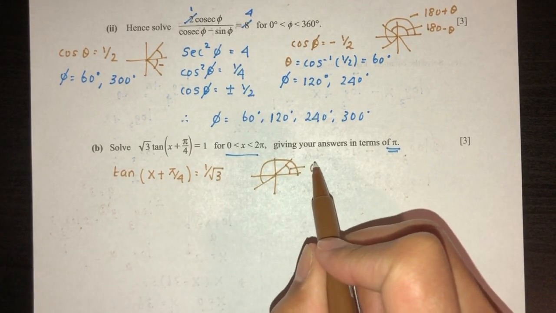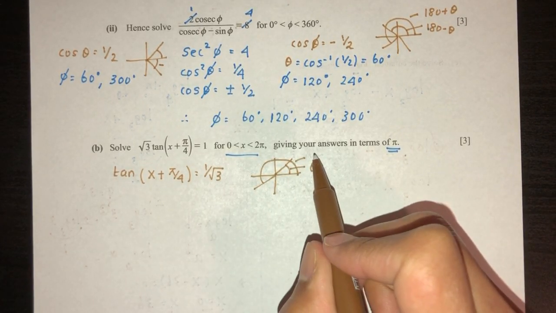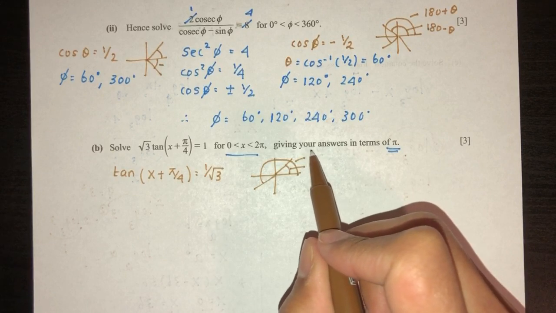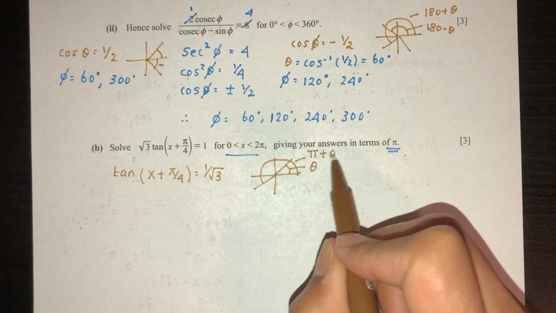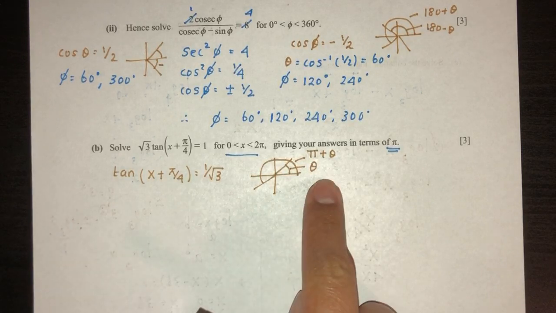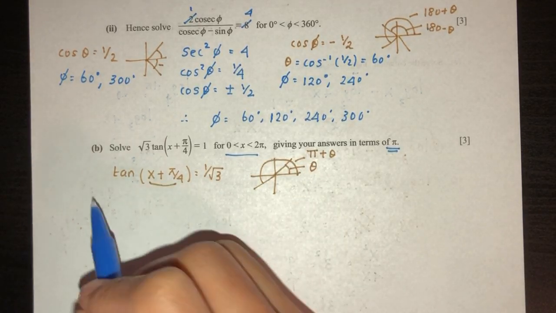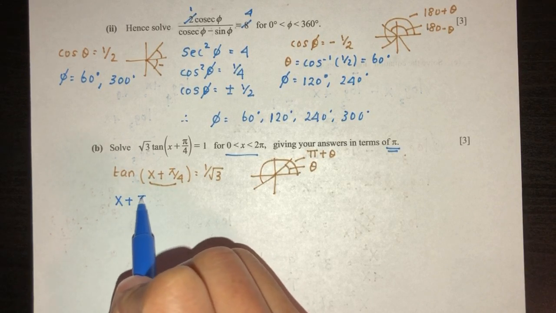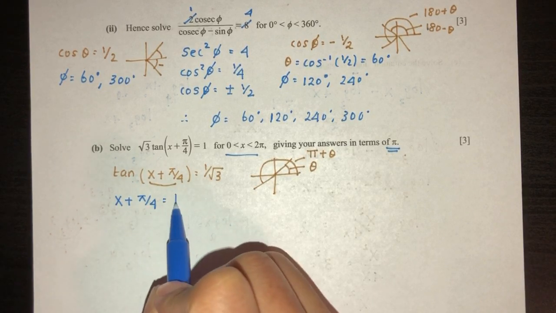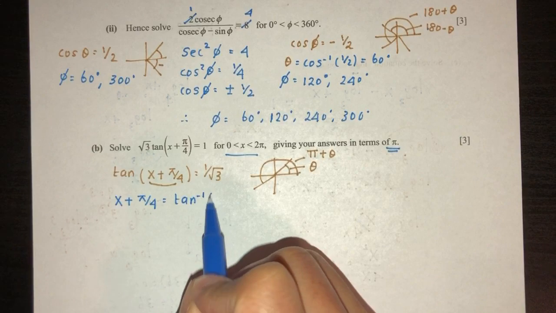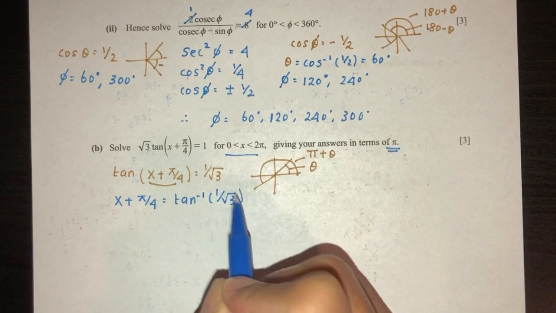So this is theta, and this is simply 180, which is pi plus theta. Okay, but of course here we are finding the value of this angle here. So we have to write x plus pi over 4 is equal to tan inverse of 1 over root 3.